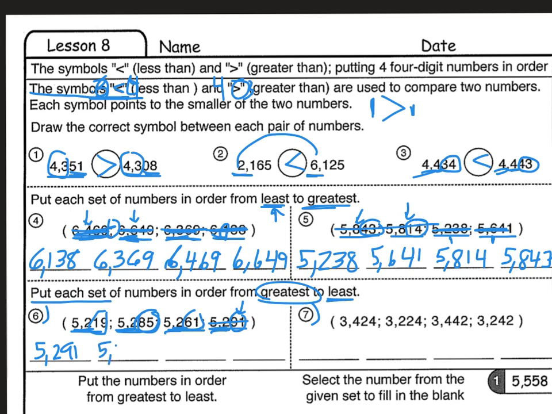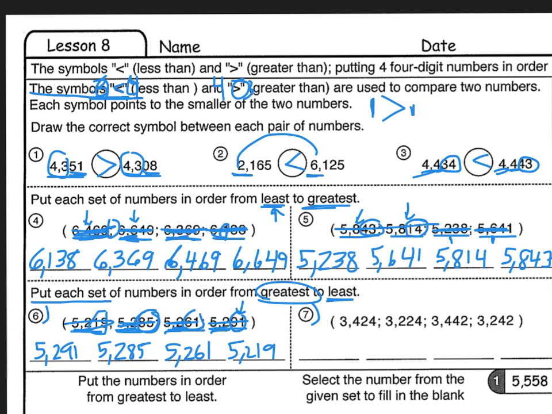Remember, I'm going greatest to least. If you did this wrong, you might have accidentally gone least to greatest. And then 5,261, and then 5,219 as the last one. Okay, erase and fix your answers if those are wrong.